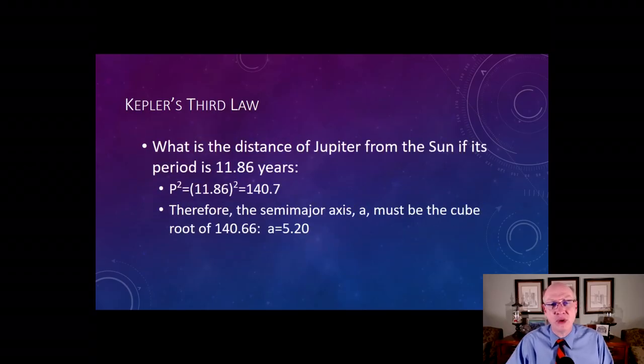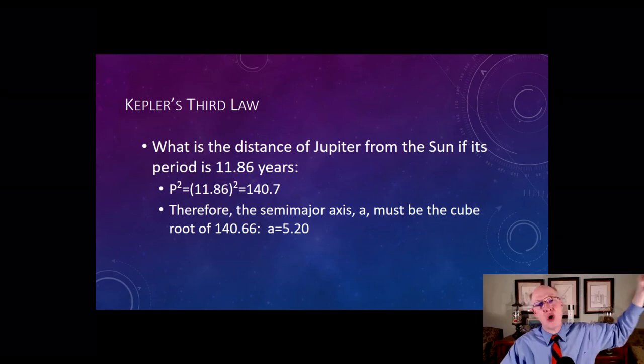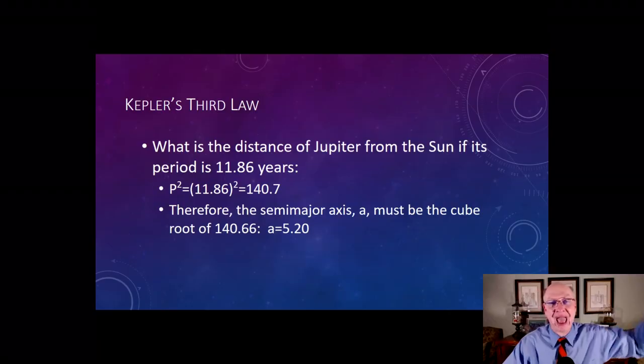So for example, what's the distance of Jupiter from the sun if its period is 11.86 years? If you watch Jupiter, you will see that it goes all the way around our sky and comes back in about 12 years. And that's the length of time that it takes Jupiter to orbit the sun, 11.86 years. If it takes 11.86 years to orbit the sun, what's its semi-major axis? How far is it from the sun?